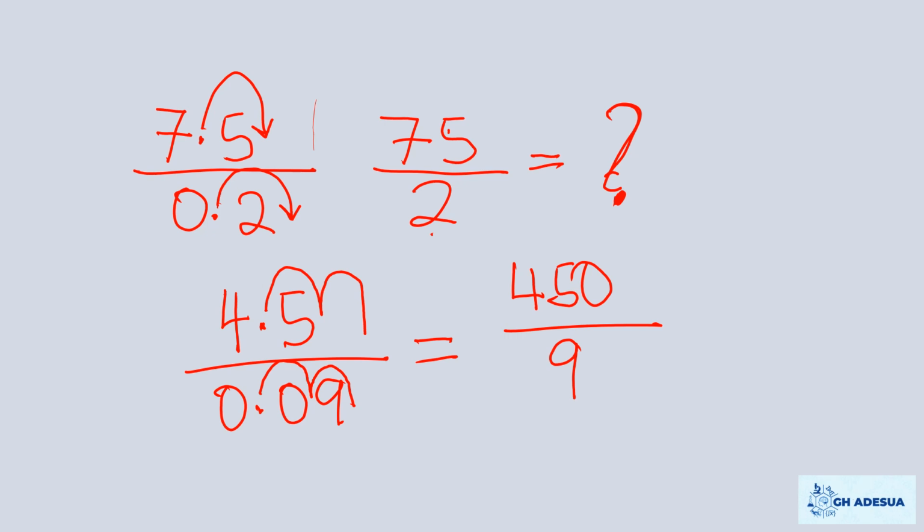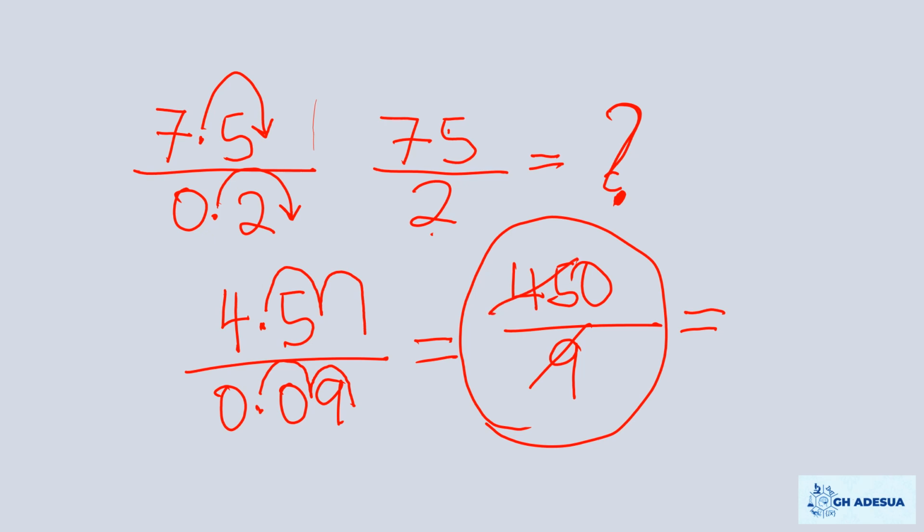All right. So let's solve 450 over 9. 9 divides 45 how many times? 5 times, right? So you see how important learning the multiplication table is. So 5 times, and 9 into 0 is 0, right? So 450 divided by 9 is 50. Is that okay?